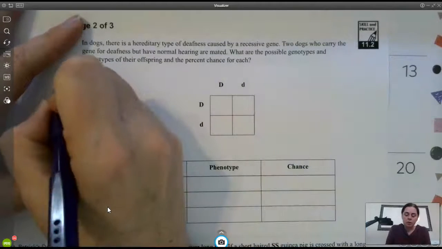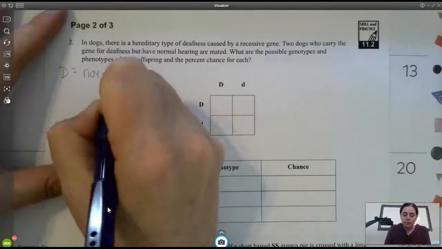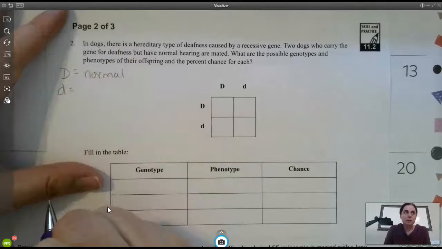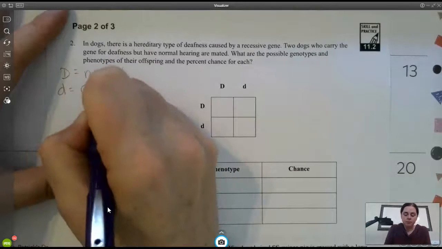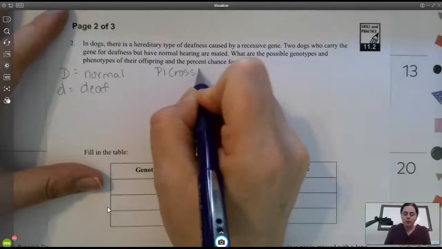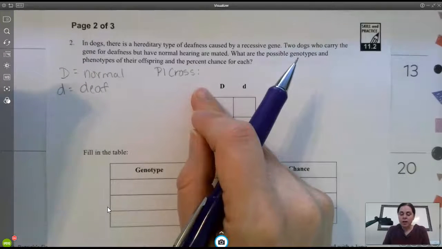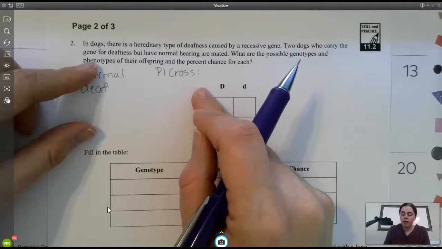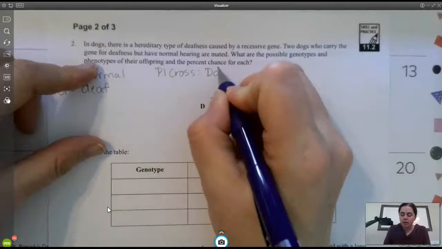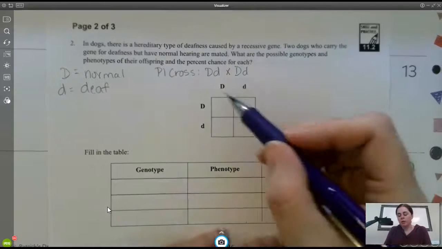So first thing I'm going to do, I'm going to write down what my alleles are. So big D is normal hearing. Little d is deaf. And then I'm going to write my P1 cross. We have 2 normal hearing dogs who carry the gene. So that means they are heterozygous. So we go big D, little d times big D, little d, which we knew because it was already listed here for us.